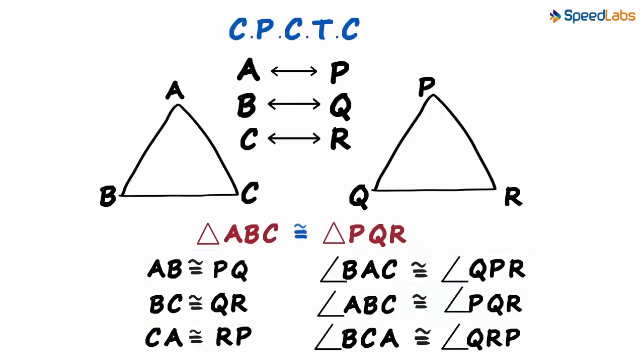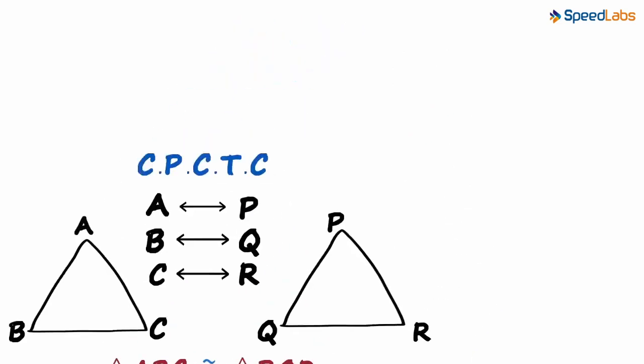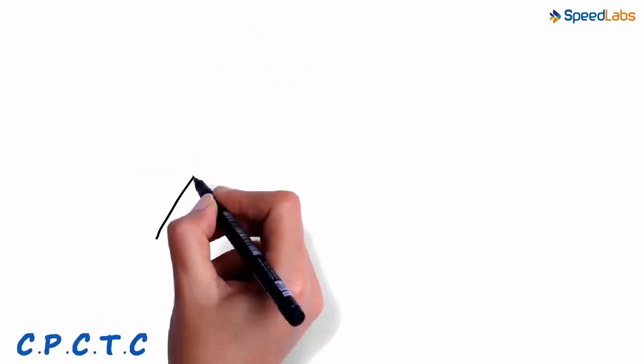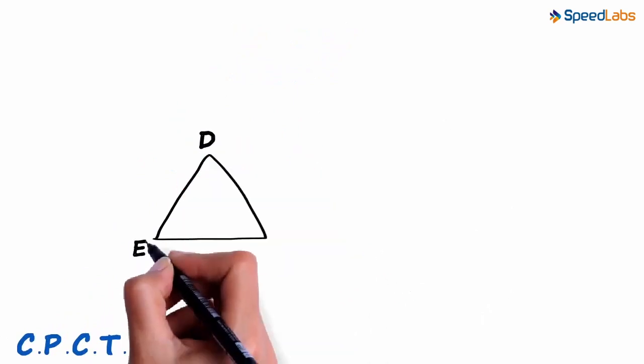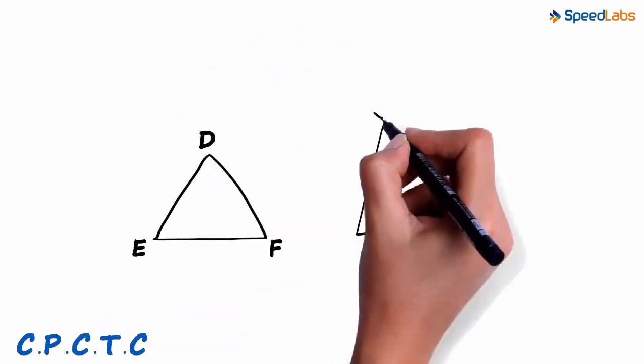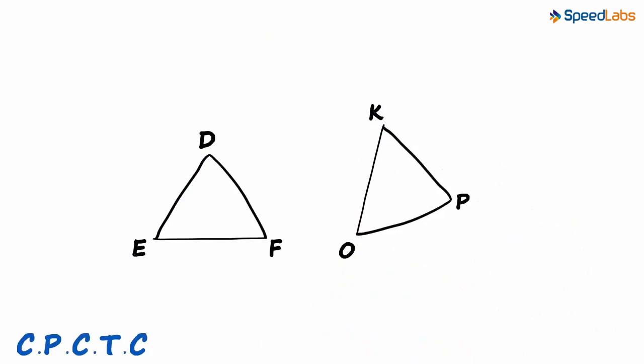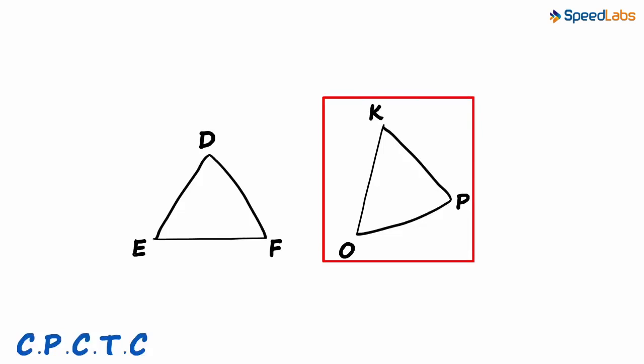You would probably think that this was easy and you could have written the corresponding sides and angles easily. But let's look at two other triangles. First, triangle DEF, and second, triangle KPO. Here, the triangles are congruent, but this one is rotated.